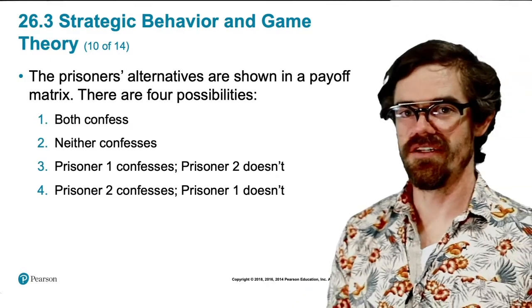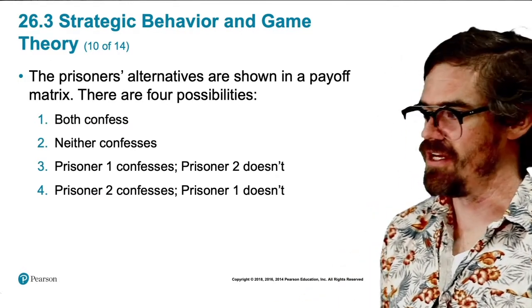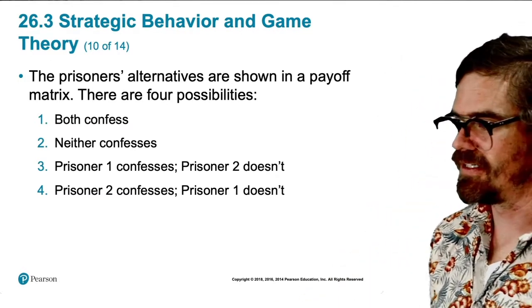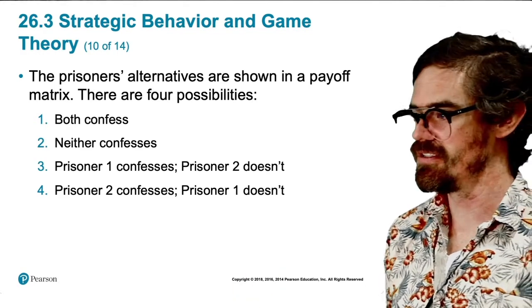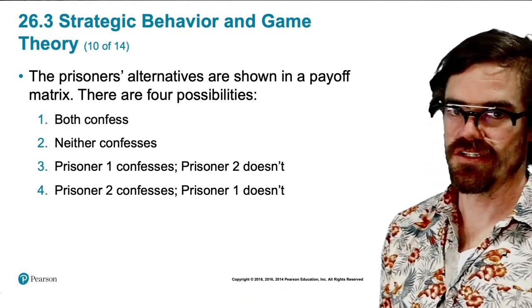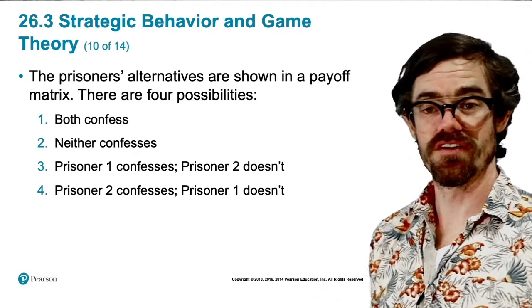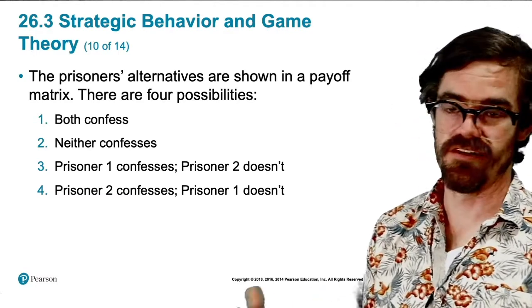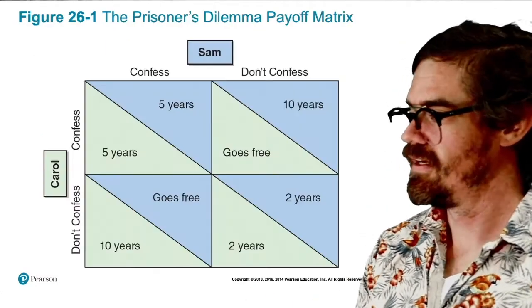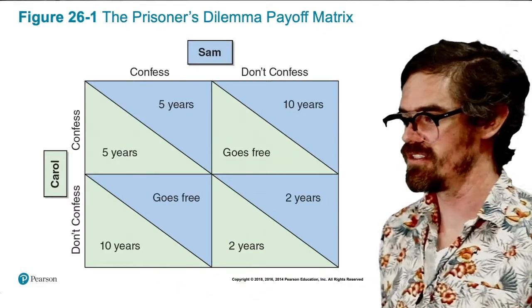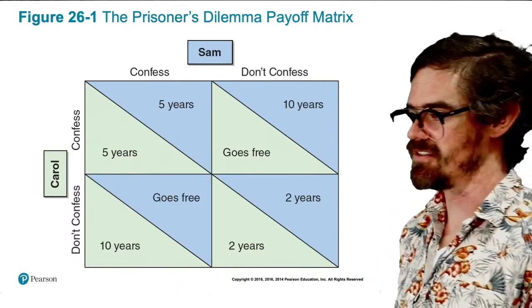Now, an easy way to illustrate this game is in a payoff matrix, which we'll see in a second. But basically, there's 4 possibilities. Both confess, neither confess, prisoner 1 confesses while prisoner 2 doesn't, and then vice versa. And if we can put this in a matrix, it helps us analyze the game.